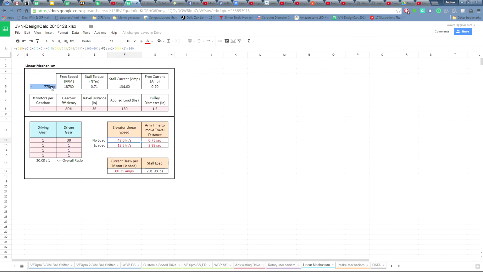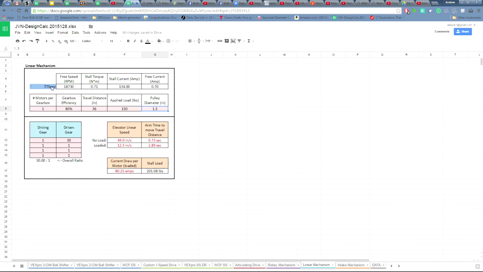Essentially what you're doing is creating a ratio, as we always have. It's going to show you your no load and loaded. Instead of degrees per second, it's going to show you inches per second, a linear speed. And it says arm time to move travel distance. That's really just the time it takes to move that linear distance. It doesn't really say arm; I think you just copied it over. And of course the current draw per motor and the stall load, both of those are way too high for me to like, but I can work with that.